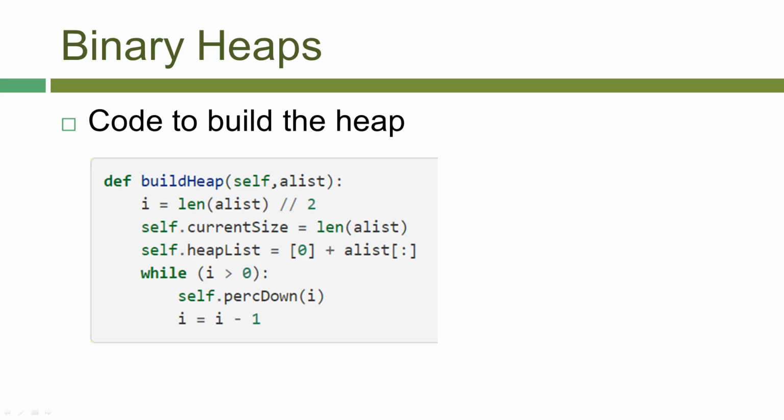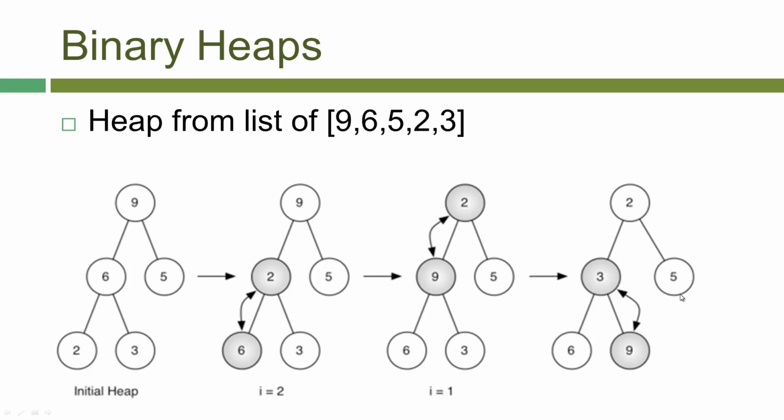So there's the code to build a heap. You can check it out in the Jupyter Notebook as well. But let's go ahead and show a diagram of what this is actually doing. So we're going to build a heap from the list that looks like this, 9, 6, 5, 2, 3. So what happens here is the swaps that the build heap method that we just saw in the last slide makes as it moves the nodes in an initial tree of 9, 6, 5, 2, 3 into their proper positions.